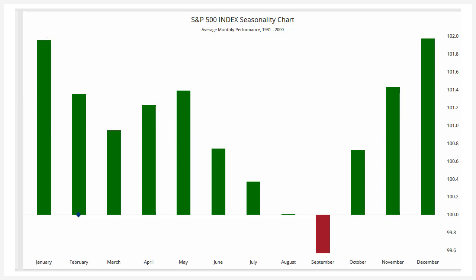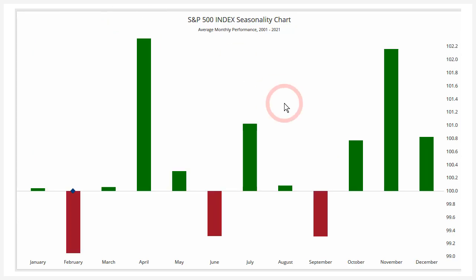But now I want to look at the last 20 years, because this is the thing I want to emphasize about pretty much all things regarding sentiment, regarding seasonality, and correlations. Things do change. They are subject to change. Relationships do change. So here's what the picture looks like from 2001 until now.